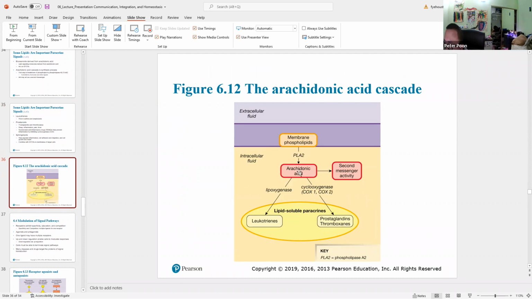So this is the acid pathway. It goes through COX-1 and COX-2. How aspirin works is it inhibits COX-2, so you stop the swelling caused by the prostaglandins and so on. That's the anti-inflammatory effect.